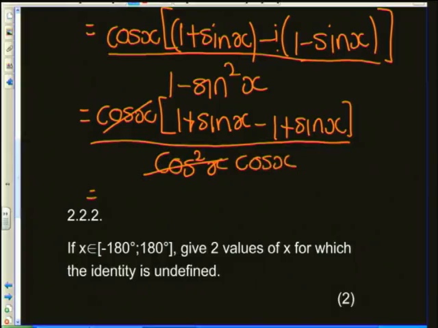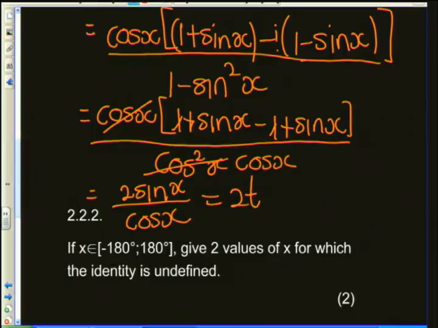right? And if I add like terms in the big bracket, 1 minus 1 is going to be 0, and I'm going to be left with a sine x plus sine x, so that's 2 sine x, all over cos x. And sine x over cos x is actually equal to tan x. So this means that it is equal to 2 multiplied by tan x. And as you can see, this is equal to my right-hand side. So we've proved that identity.